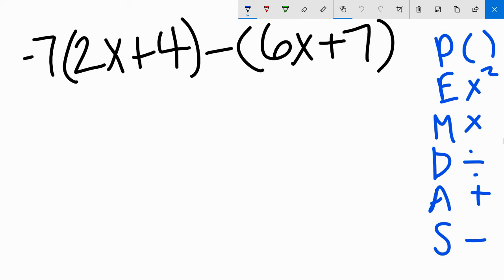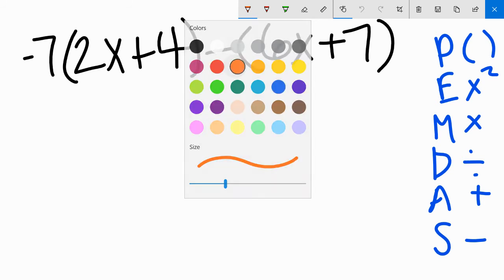Alright, here's an example on how to solve the simplifying expression problems that are a little bit more complicated. So here you see we've got multiple sets of parentheses, and we have multiple coefficients outside of our parentheses. So remember, we are always going to follow our order of operations, or PEMDAS. So first we are going to look at parentheses.